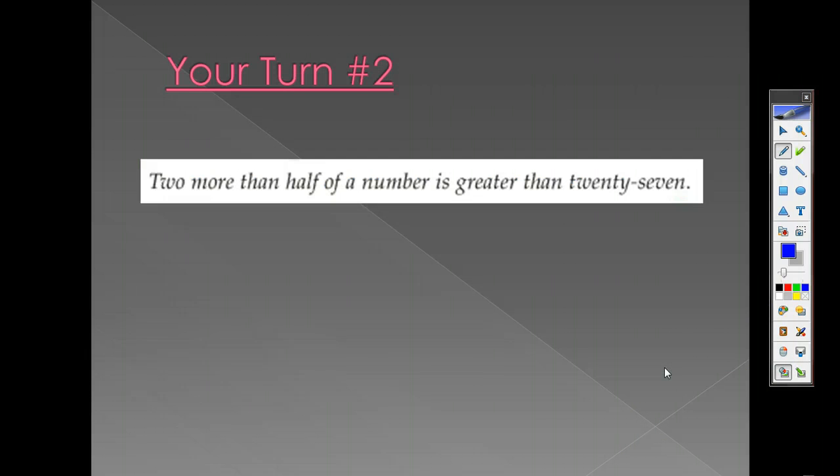Your turn. 2 more than half of a number. You want to put 1/2 of a number n. It's greater than 27. Make sure you write that down on your paper and hand it in for homework tomorrow.